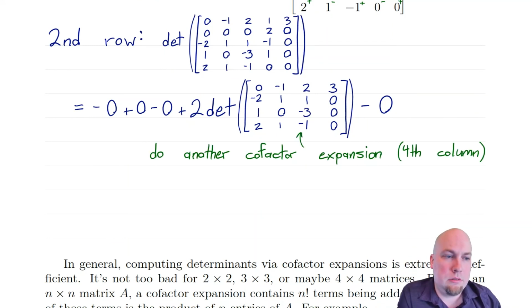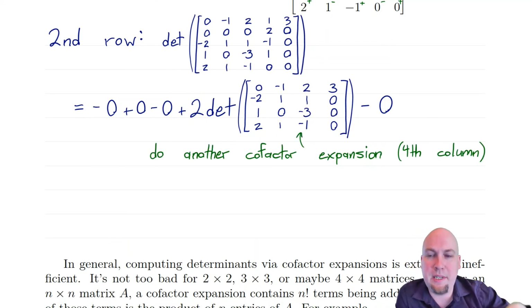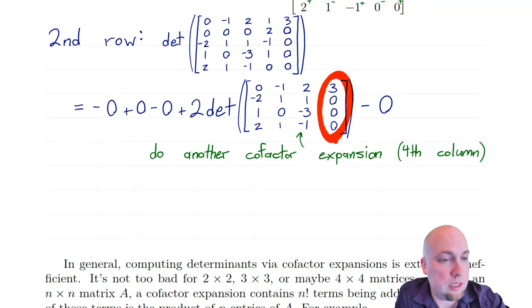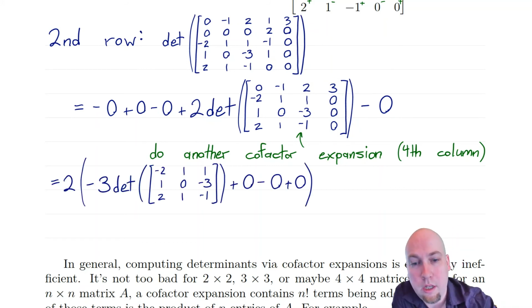Okay, so do another cofactor expansion. And again, you want to pick some row or column that has lots of zeros. I'm going to pick this time the fourth column. I'm going to pick this column over here because it has lots of zeros, only one non-zero entry. Okay, so what do I get? Well, I still have the 2 out in front of it from up here, so I'm just going to copy that down. I've got the 2 out in front of it.